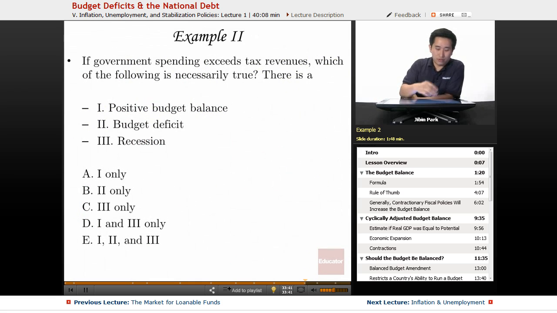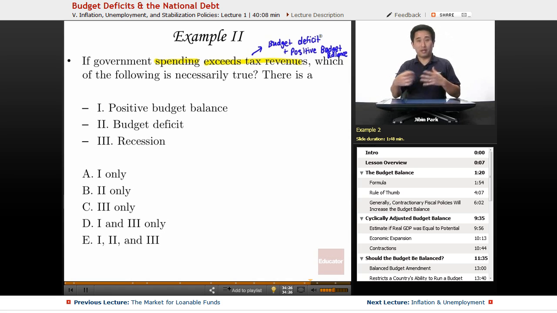So let's take a look at example number 2. This is a little bit simpler multiple choice question. If the government spending exceeds tax revenue, then this is going to be a budget surplus. So another way of saying budget surplus is a positive budget balance. So again, before even looking at the choices, understand what it is. I'm sorry, this is not a budget surplus here. This is actually the opposite. This is a budget deficit. Because if spending exceeds tax revenue, then you're spending more than is coming in.